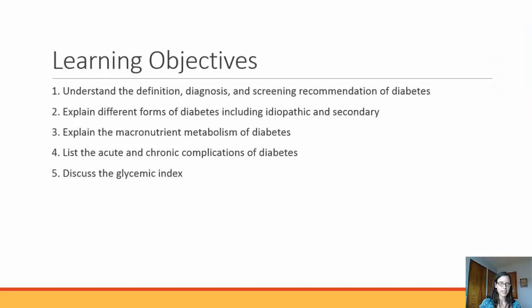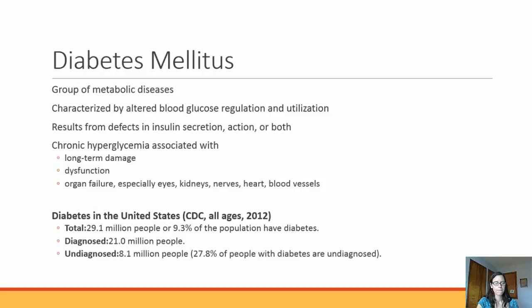Okay, so our learning objectives for this part are to understand diagnosis and screening recommendations of diabetes, and I'll go through those parts pretty quickly because I think they're a review, but I just think it would be helpful to mention them in this context so that we can all be on the same page. We're going to talk about the different forms of diabetes, macronutrient metabolism in diabetes, and the complications of diabetes, and we're also going to discuss glycemic index.